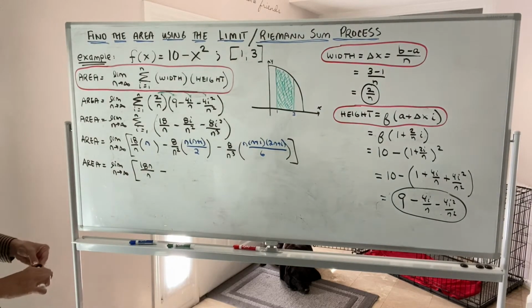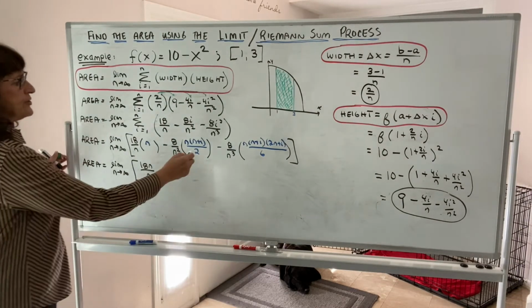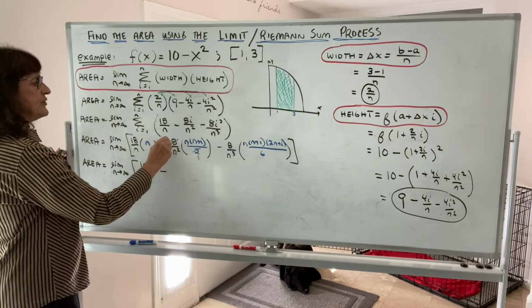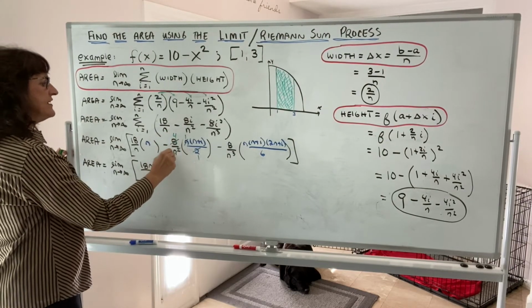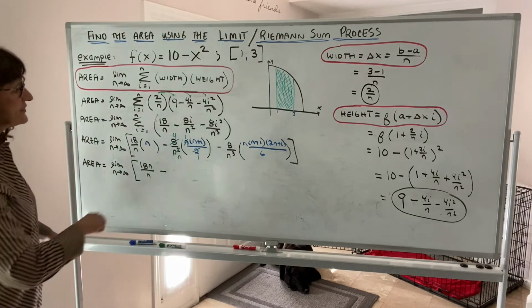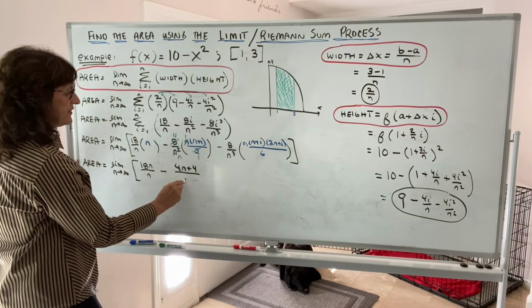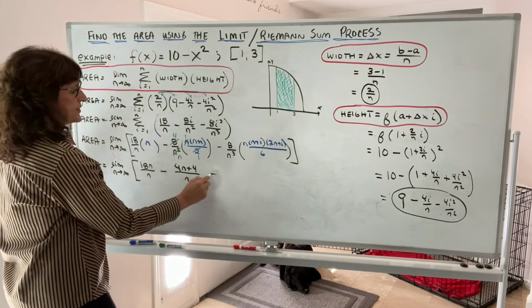I see that the n's cancel. I'll leave them there for now, though. All right, let's see what I have for my next term. 2 goes into 2 once, 2 goes into 8 4 times, one of these n's cancels. I'll cancel those. So what do I have in the numerator? Distribute the 4, so I have 4n plus 4 in the numerator, and I have n in the denominator, okay?